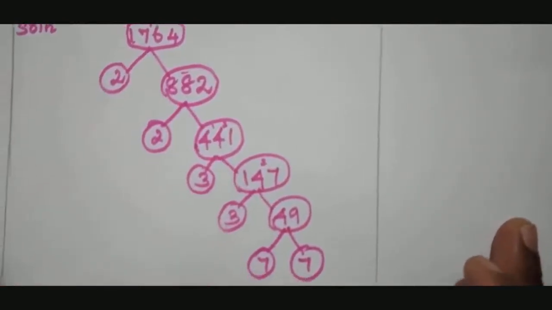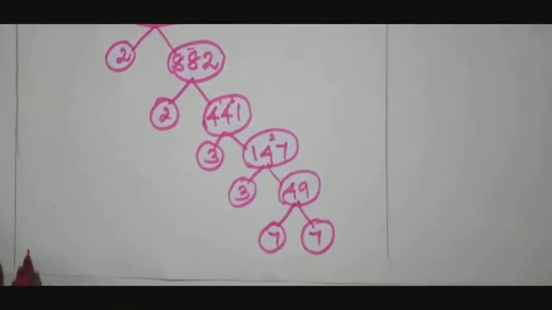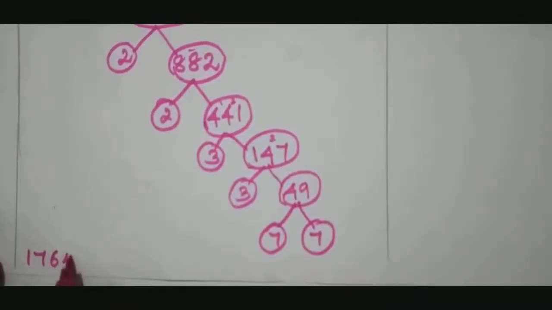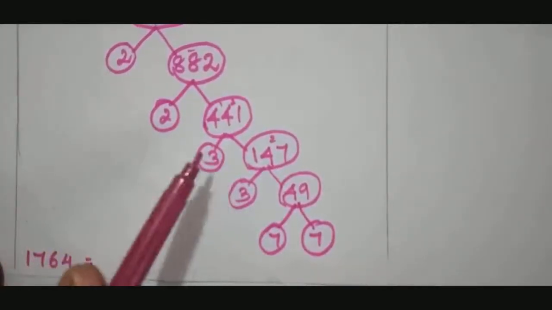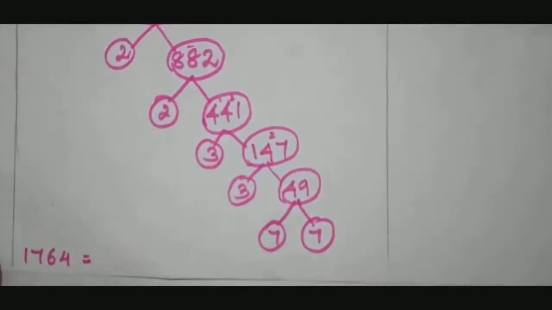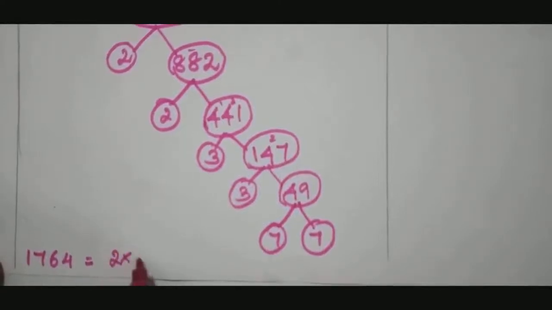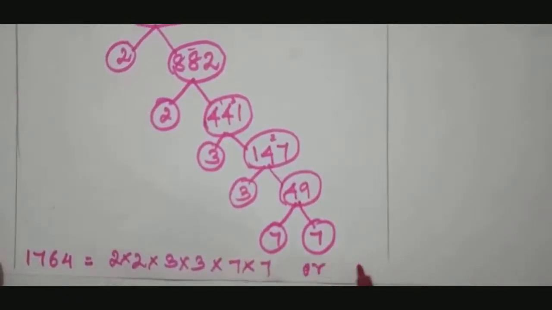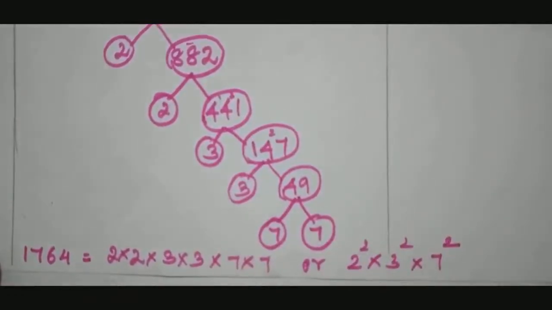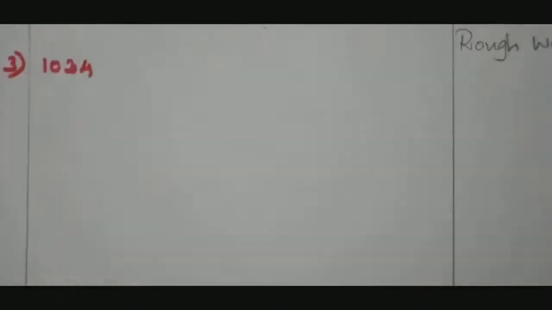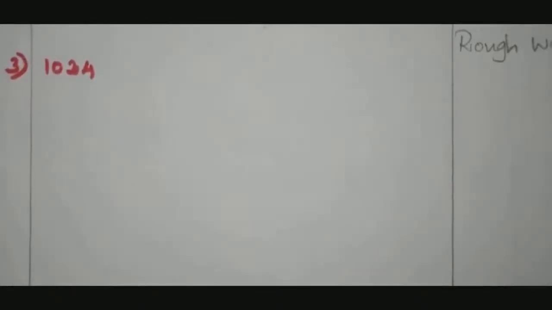So you can write the answer as the factors of 1764 is equal to 2 into 2 into 3 into 3 into 7 into 7. Or you can write it as 2 square into 3 square into 7 square. Can you understand? Yes. The third question, 1024.